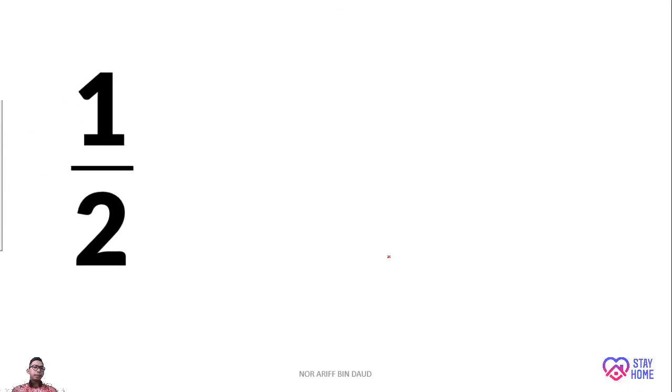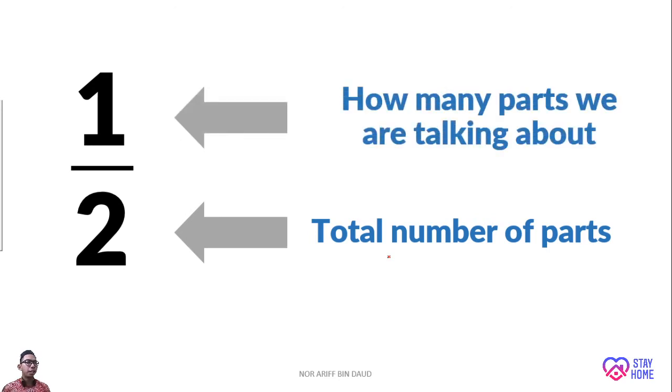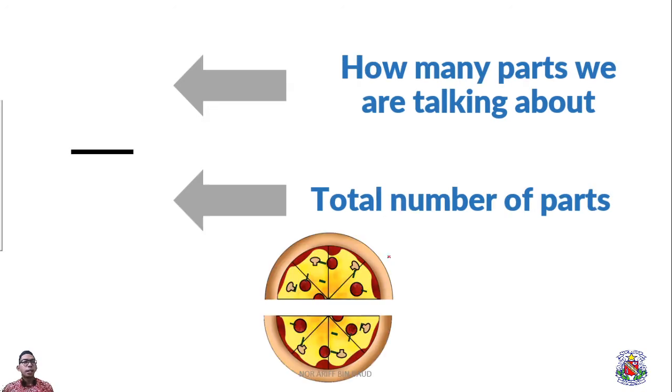We take the simple one, 1/2. What is 2 and what is 1, Teacher Arif? Never mind, I will tell you. 2 is the total number of parts, and 1 is how many parts we are talking about. It's very simple actually.